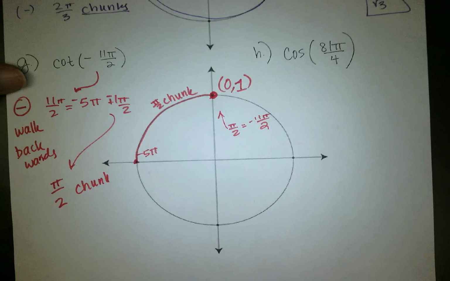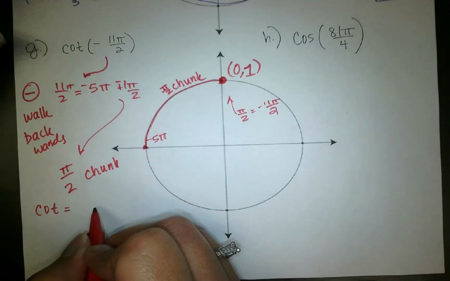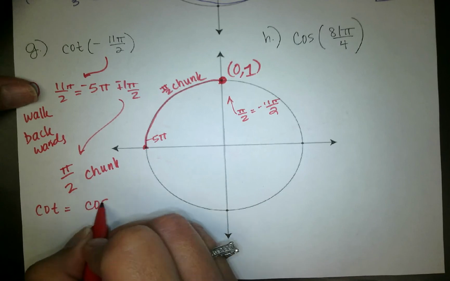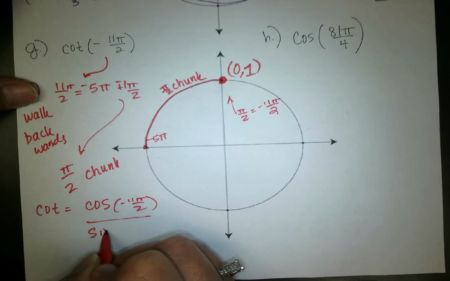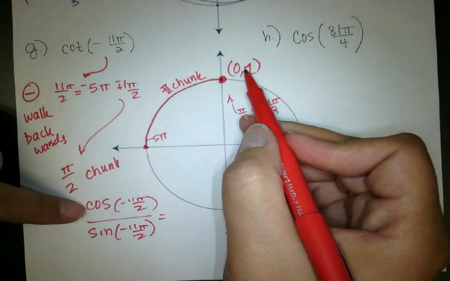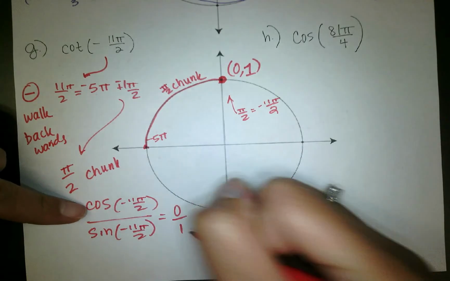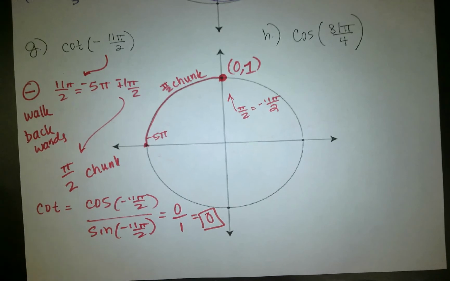And cotangent is cosine of negative 11 pi over 2 over sine of negative 11 pi over 2. So cosine is 0, sine is 1. What's that equal? 0. There you go.